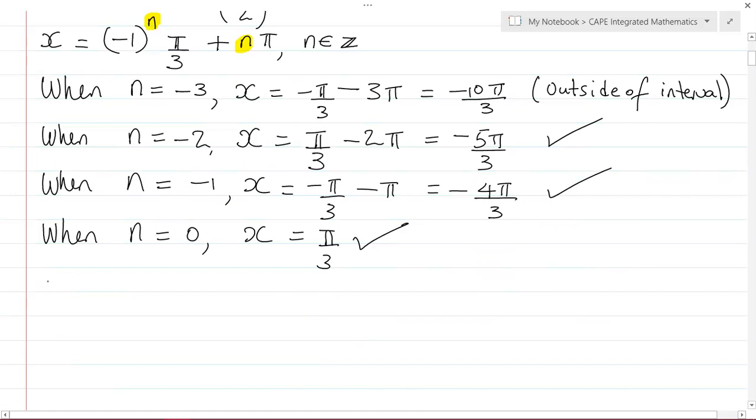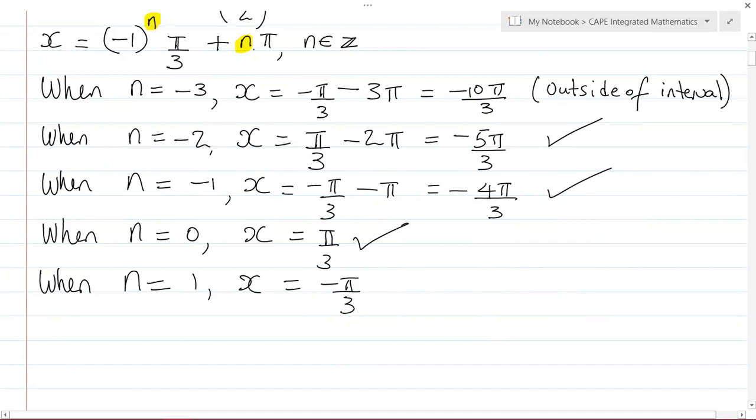All right, great. I'm going to try 2 more. So when n equals 1, x is going to be equal to what? We're going to have -1 to the power of 1, which is -1, multiplied by pi over 3. So that will give me a negative pi over 3.